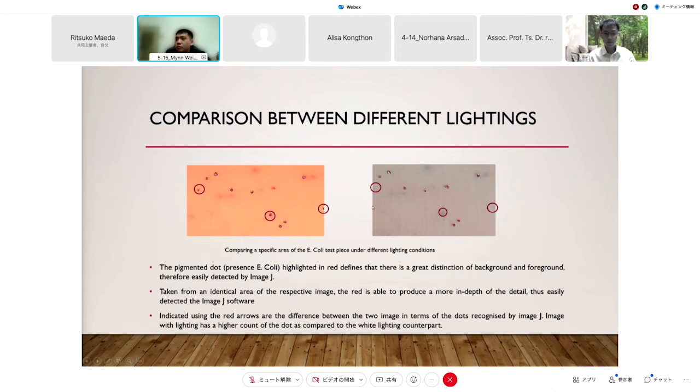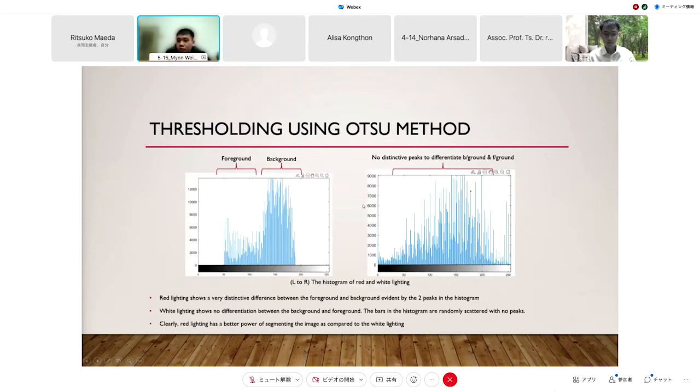Okay, so lastly will be verification using the OTSU method. All right, so this is done using MATLAB. This is the red lighting, and this is for the white lighting. All right, so as you can see from the graph on the left, there is a great distinction between the foreground and the background. There is a good comparison because usually the dots will be on the foreground and the test piece is the background. Therefore, the counting of the E. coli, the dots, the colony is more accurate.